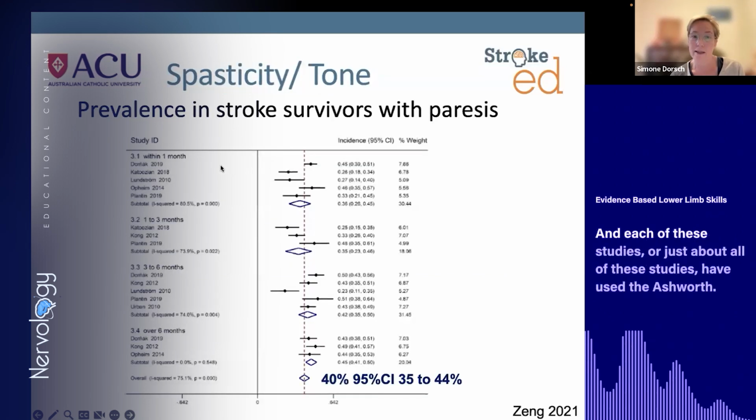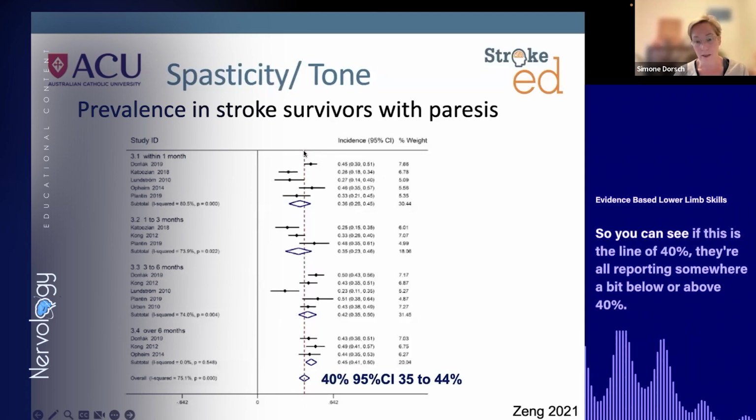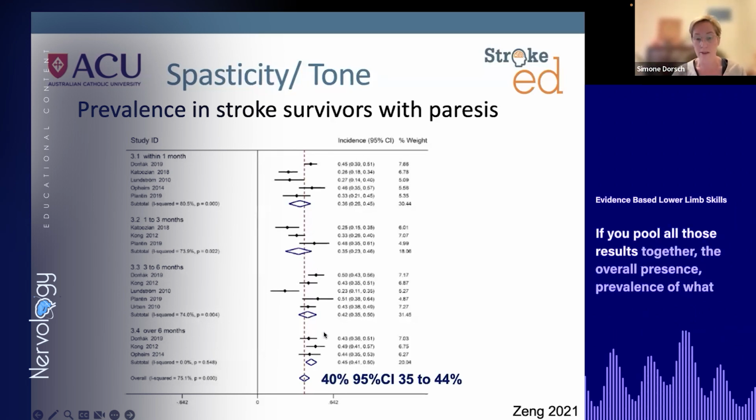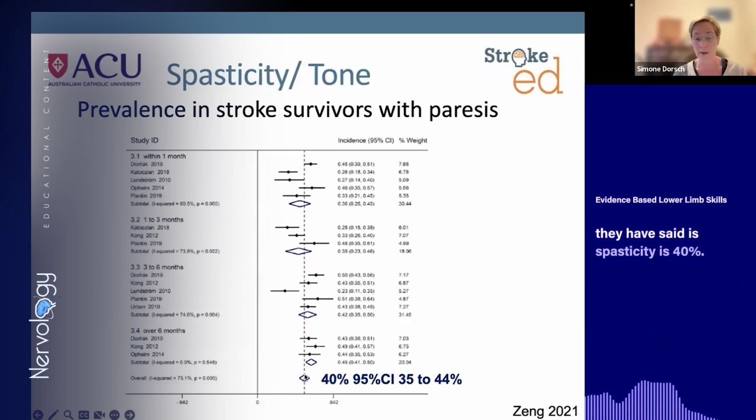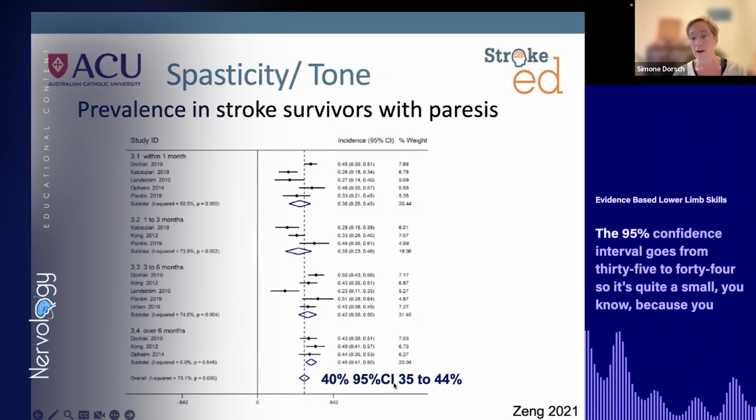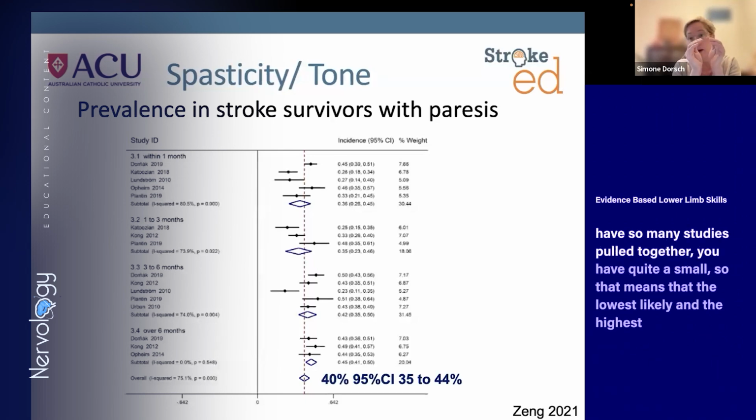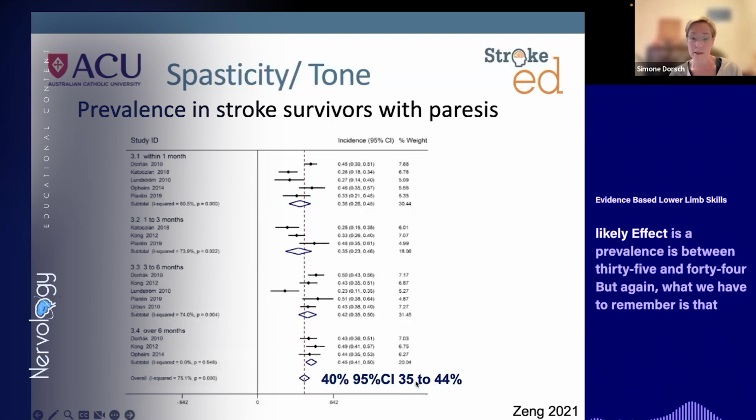Just about all of these studies have used the Ashworth. So you can see, if this is the line of 40%, they're all reporting somewhere a bit below or above 40%. If you pool all those results together, the overall prevalence of what they have said is spasticity is 40%. The 95% confidence interval goes from 35 to 44, so it's quite small because you have so many studies pooled together. That means the lowest likely and the highest likely prevalence is between 35 and 44%.